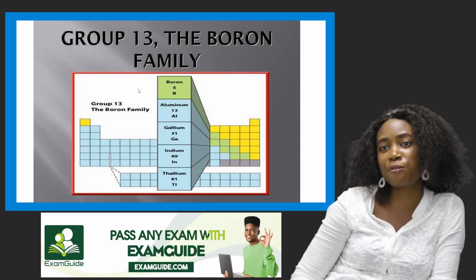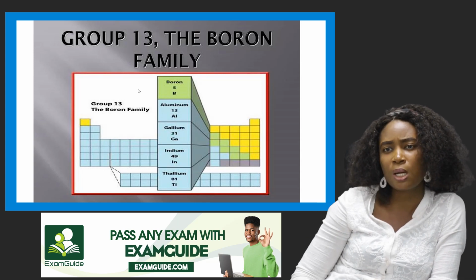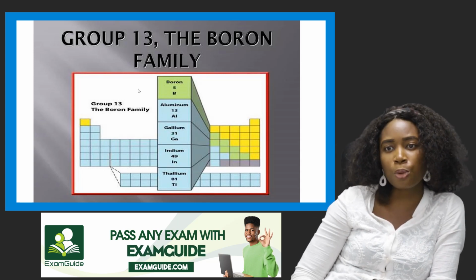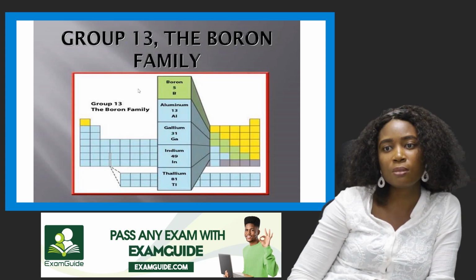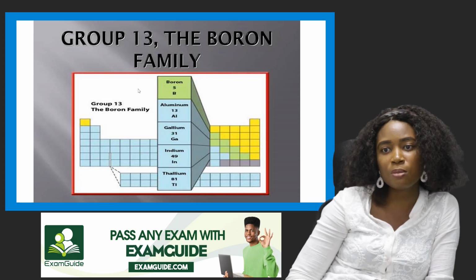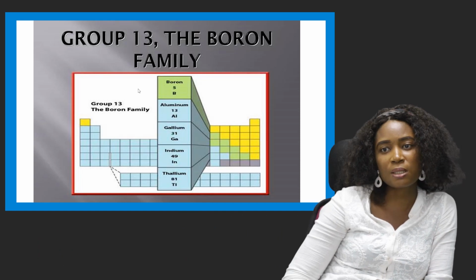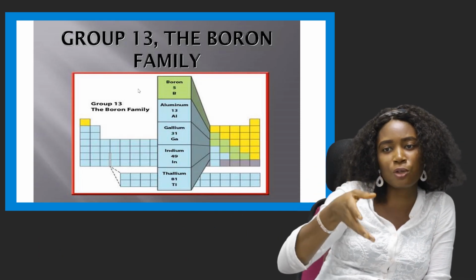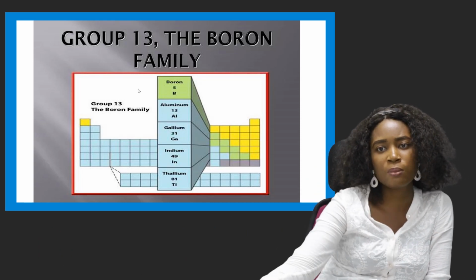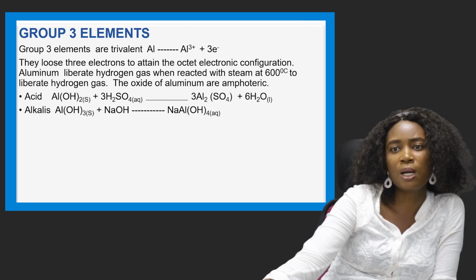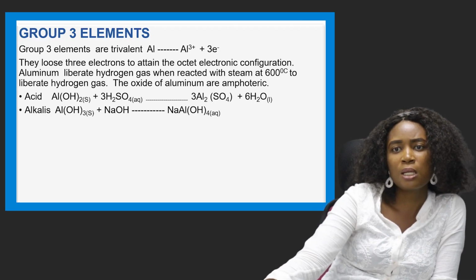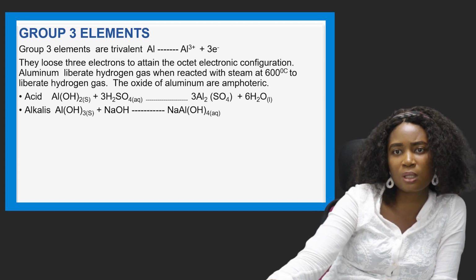We have different elements that are found in group 3. For example, we have boron, aluminium, gallium, indium, and thallium. All these elements lined up are found in group 3. Aluminum hydroxide is said to be amphoteric.